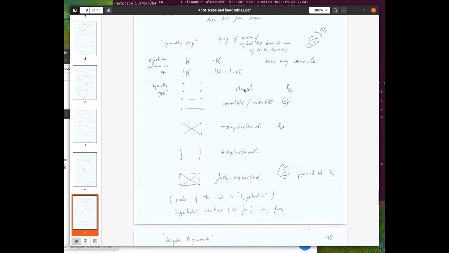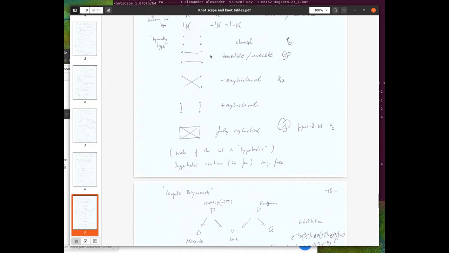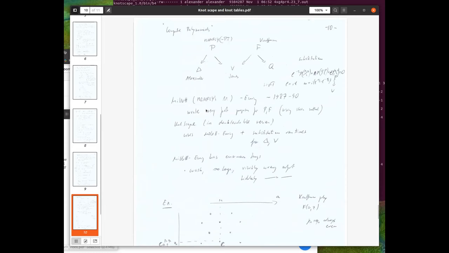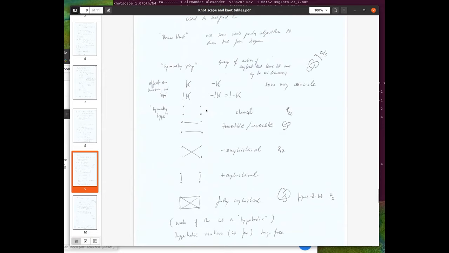And this is something that can be reported by the program. If the knot is hyperbolic, I don't want to discuss now what it means that the knot is hyperbolic, but most knots are hyperbolic, and for most knots you can use this feature to identify what is what. And there is more, but I think I better stop here. We will leave the rest of the content maybe for the next talk.